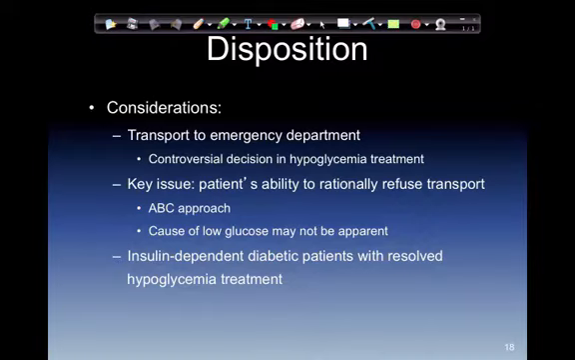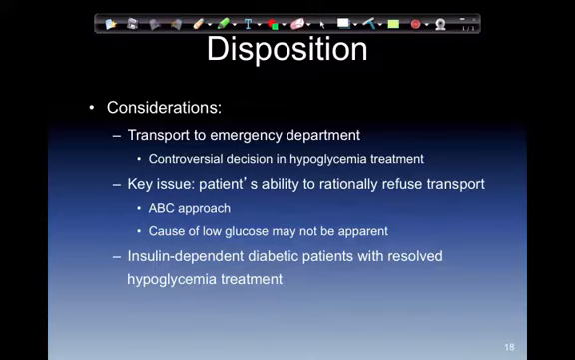The cause of low blood glucose may not be apparent in some cases. Insulin-dependent diabetic patients with resolved hypoglycemia should be transported to the emergency department for evaluation. We should be looking for the cause of the low glucose level. This may not readily be apparent. If they have an infection brewing, we'll never see that in the field. Pediatric considerations should also be taken into account.